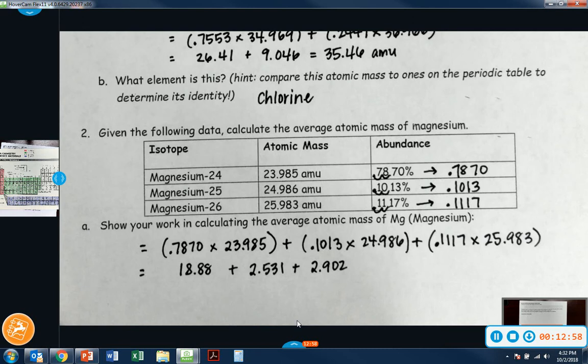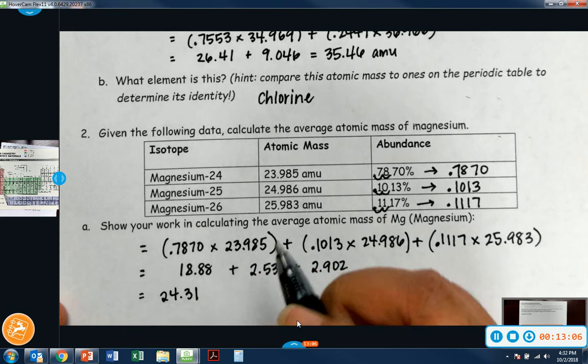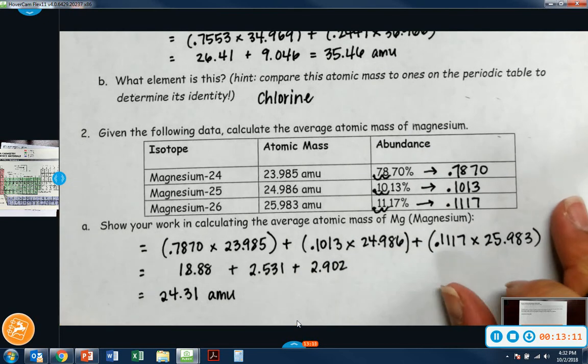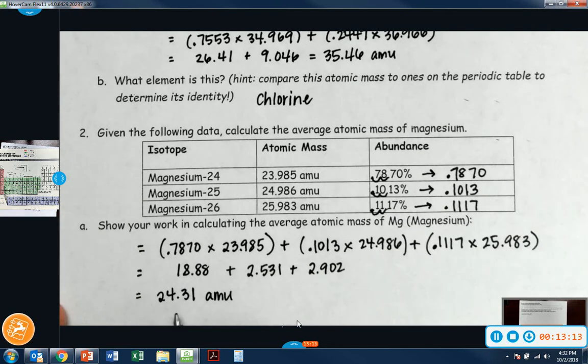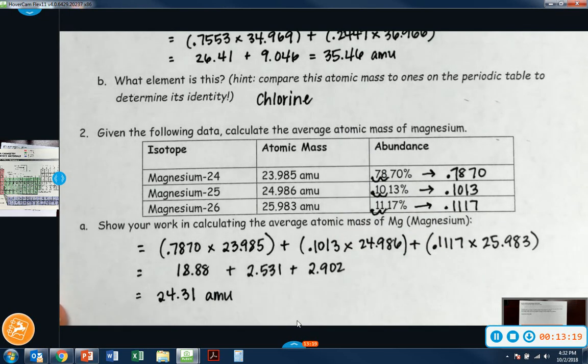So your final answer, the average atomic mass of magnesium, is 24.31 AMU. Also, if you notice, I've been rounding my answers to 2 decimal places. I want you to do that for every single problem that you encounter. Just round your final answer to 2 decimal places.